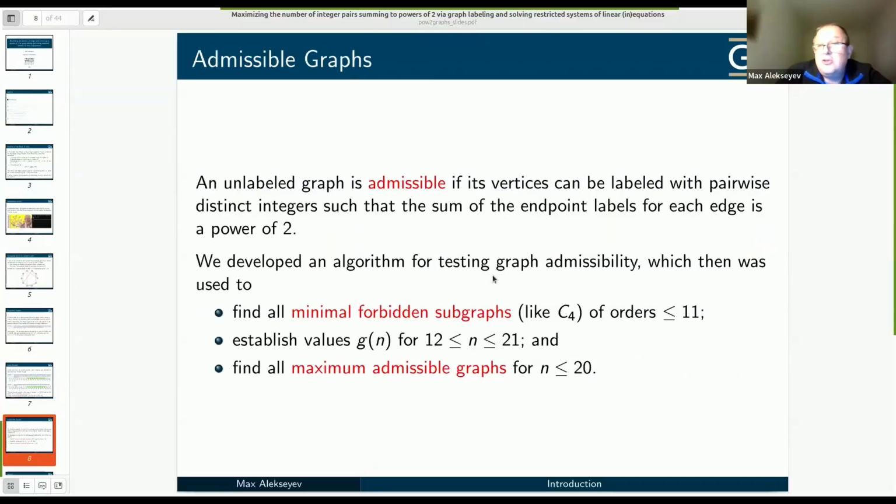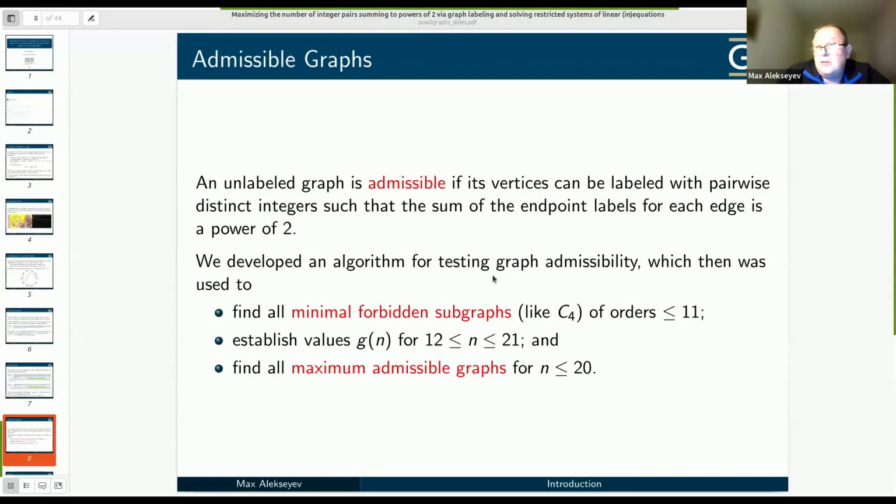Now let us introduce a notion of admissible graph. A graph, an unlabeled graph, is called admissible if we can label its vertices with pairwise distinct integers such that the sum of endpoints of any edge is a power of 2.